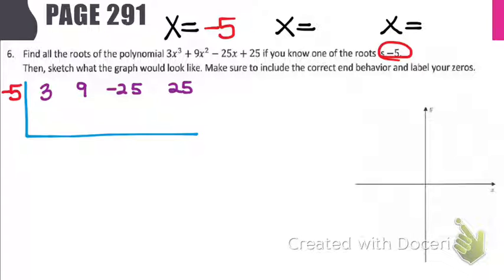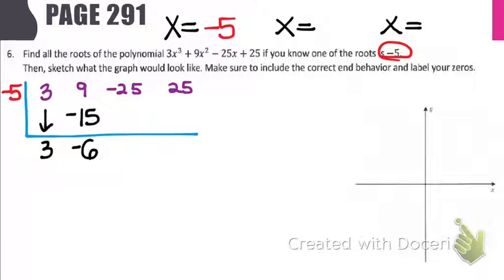All right, take about 60 seconds and see if you can do synthetic division. And then we'll go over it together. Okay, so you bring down the first number, multiply the 3 by -5. 3 times -5 is -15. You add these 2 numbers together, and then you repeat.